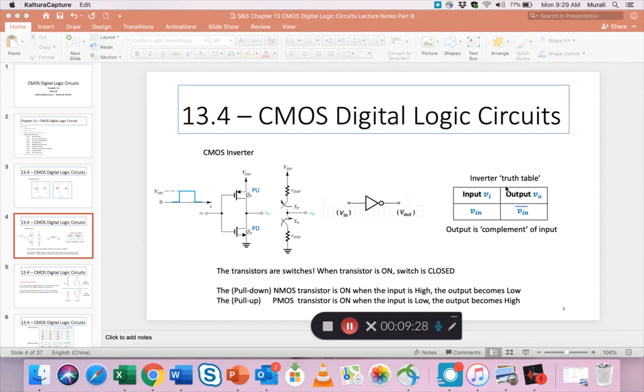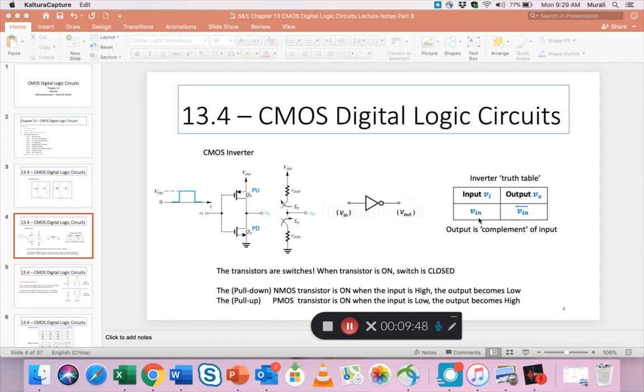This stuff, the table on the right in the middle, is maybe new only because I'm putting it to you for the first time, but I'm sure, I hope, you guys have all studied logic circuits, Boolean algebra, and you know what a truth table is for a simple inverter, right?